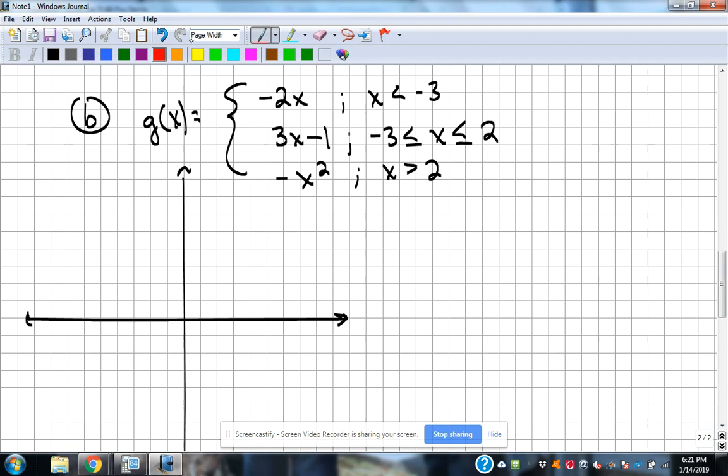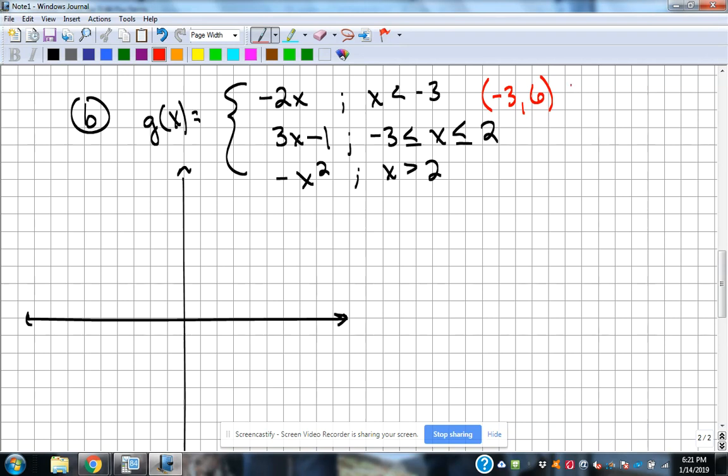What x value is important for the first piece? Look at the domain that's given over here. Negative 3. So negative 3 is an important point. Okay, we need to find the y value that goes with that. How do you find a y value given an x value? Replace it. So negative 2 times negative 3 would give me 6. So that's the important point for the first piece.